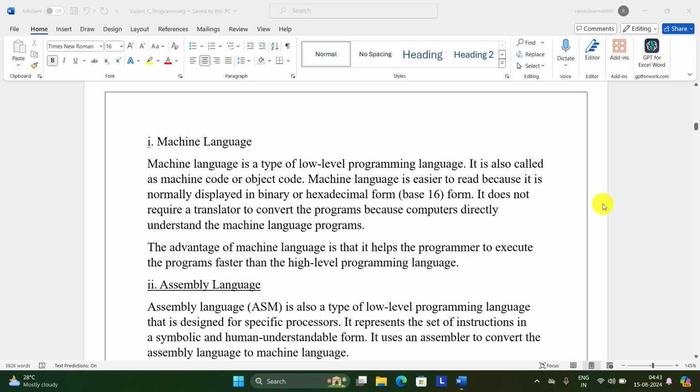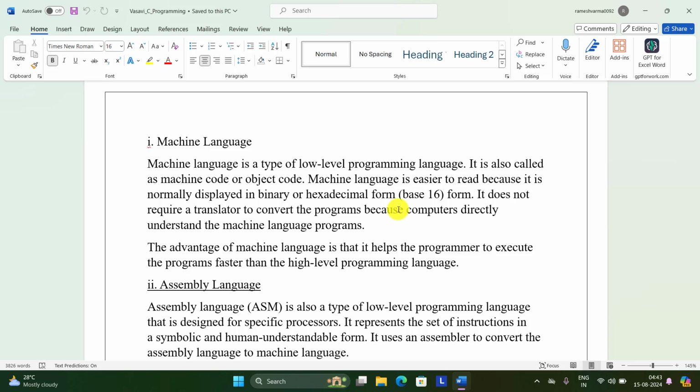So first one, machine language. Machine language is a type of low-level programming language. It is also called machine code or object code. So in machine code, we can convert everything in binary, that means zeros and ones, and then that particular piece of code will be executed by your operating system, and you can see the output. So it does not require any translator. It does not require any translator to convert the programs because computers can directly understand the machine language programs. So there won't be need of any translator over here.